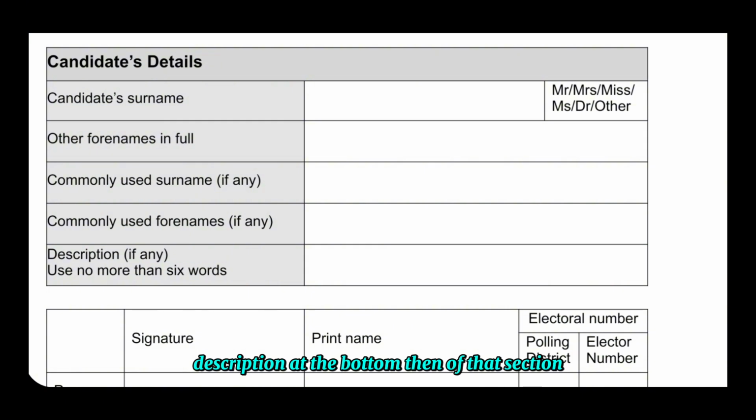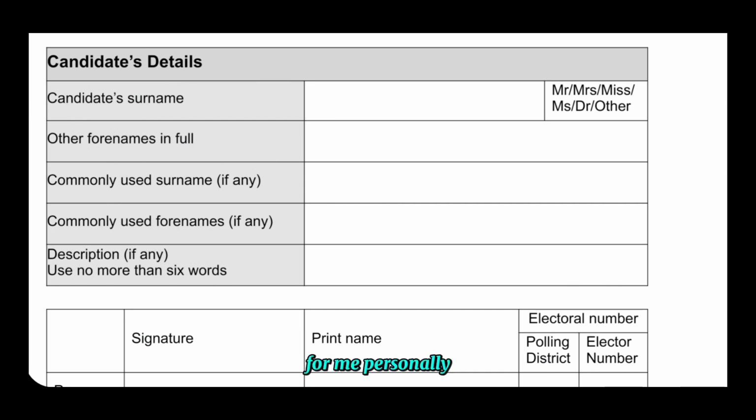Description at the bottom then of that section, you'll note you're allowed up to 6 words. Not a lot, but it's an option for you to add in some extra information. I mean, the examples they give in the guidance are things like farmer, baker in the high street, or member of village action team, etc.